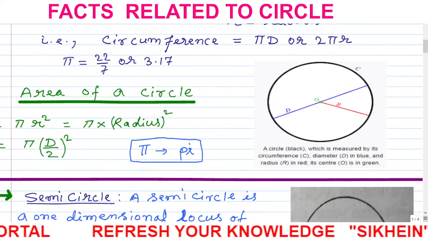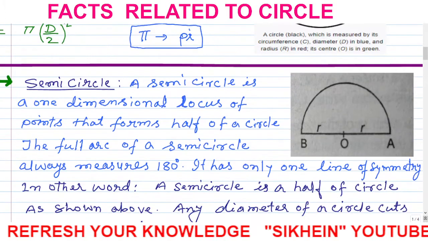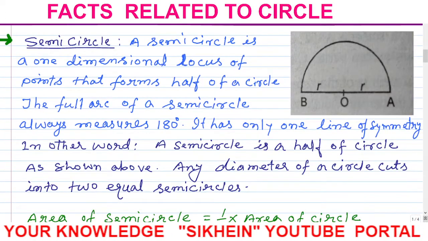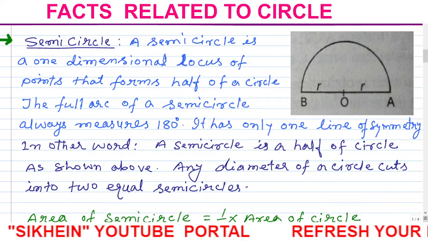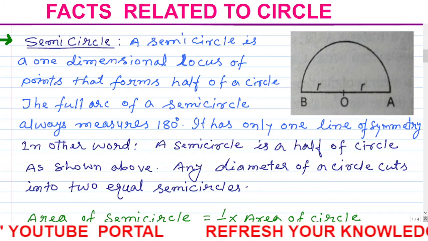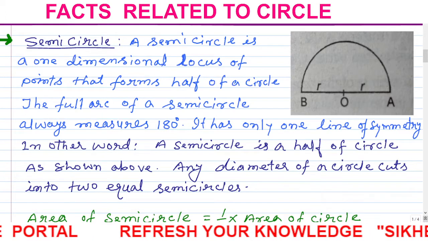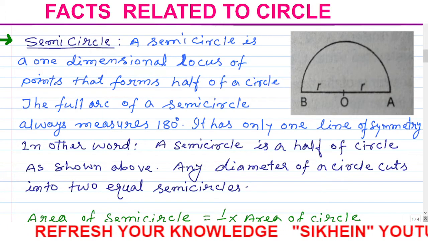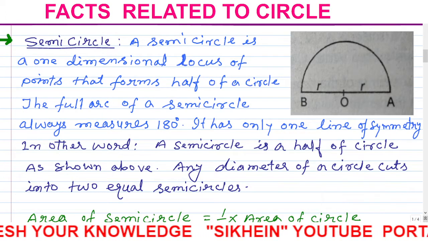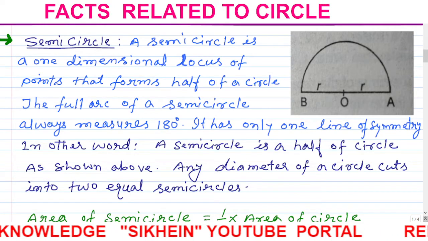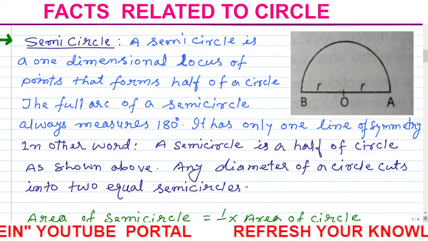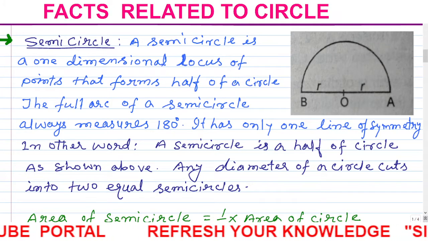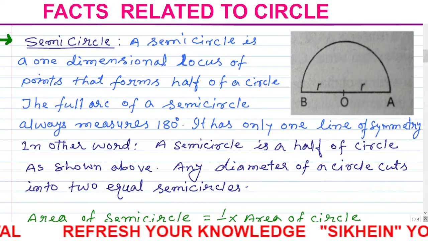Next, semicircle. As you know, a semicircle is a one-dimensional locus of points that forms half of a circle. The full arc of a semicircle always measures 180 degrees. It has only one line of symmetry. In other words, a semicircle is half of a circle. As shown above, any diameter of a circle cuts it into two equal semicircles.